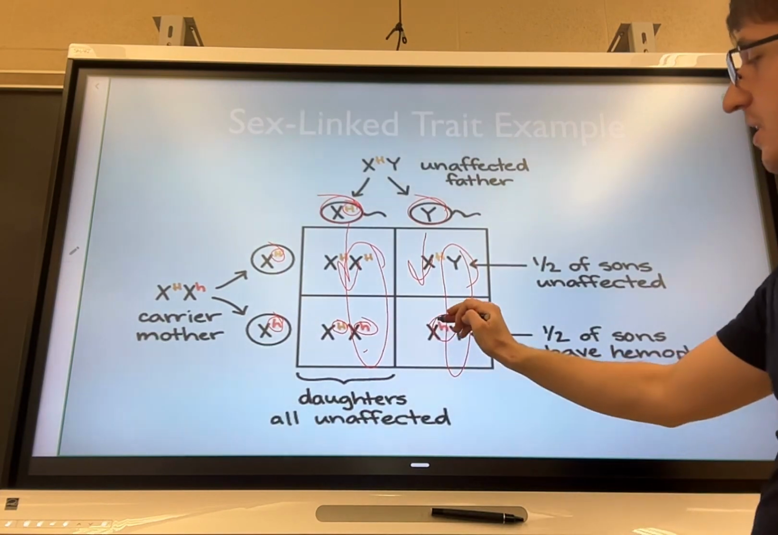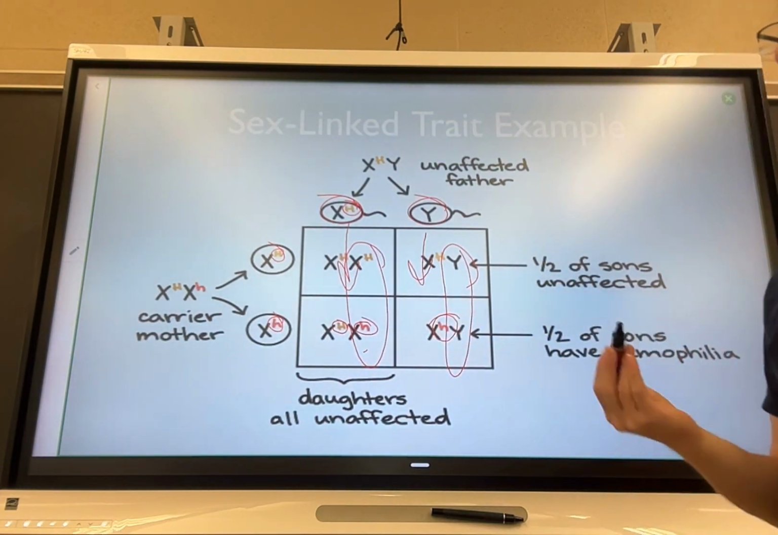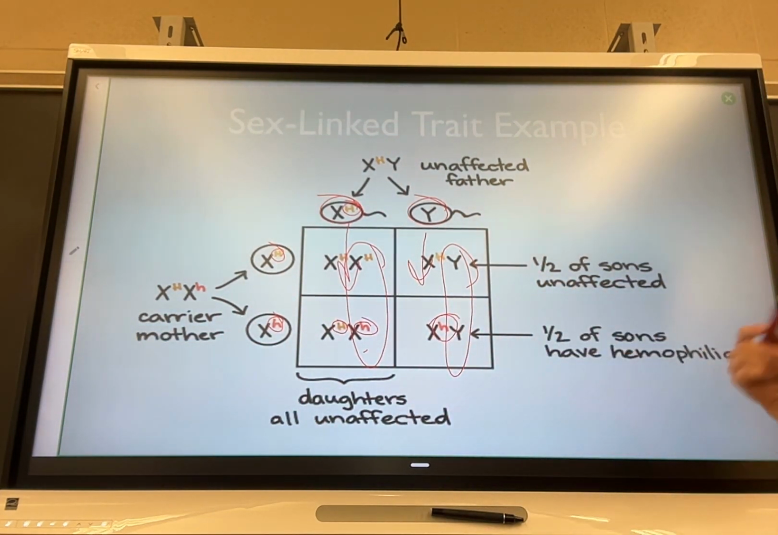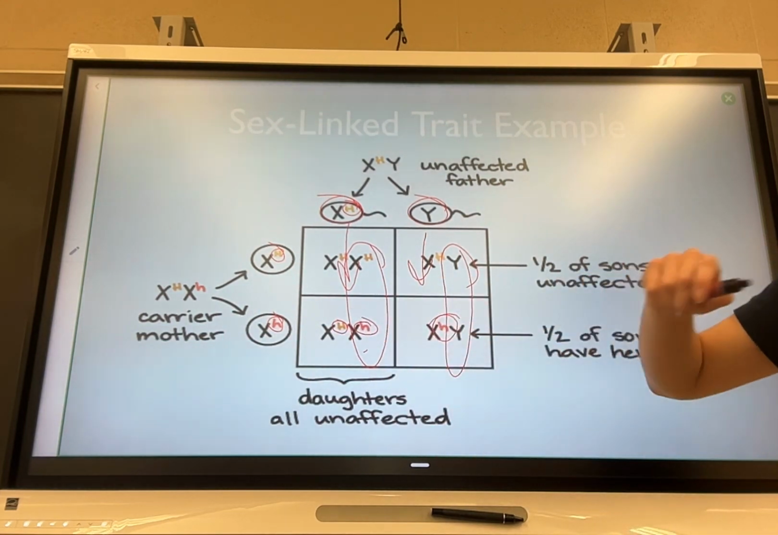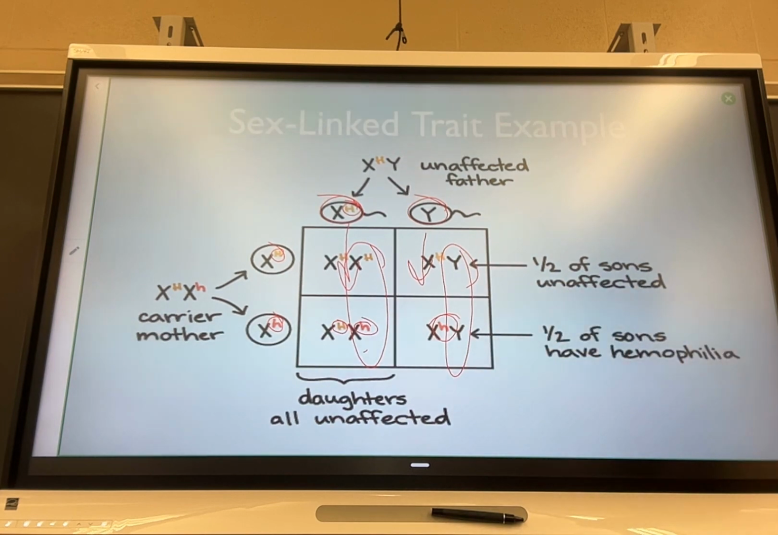So this individual in the bottom right is going to be affected by hemophilia because they have that trait. Even though she does not, he will. So this is why X-linked traits are more likely to appear in males, because females need 2 of these traits in order to be affected. Men only need 1. So it's more likely that a man is going to be affected by a trait than a female.